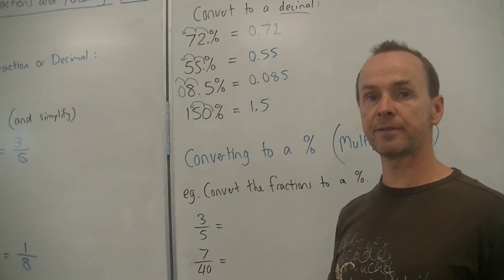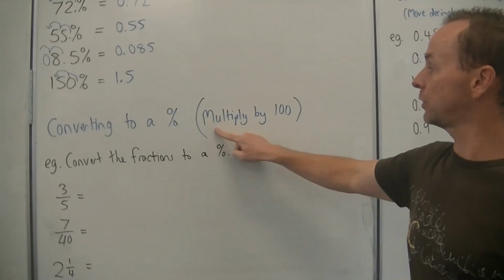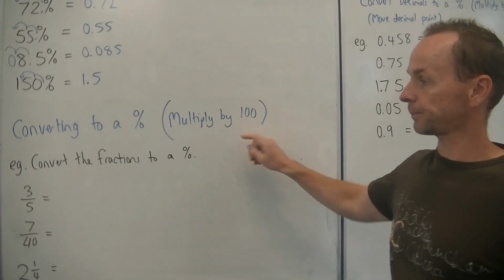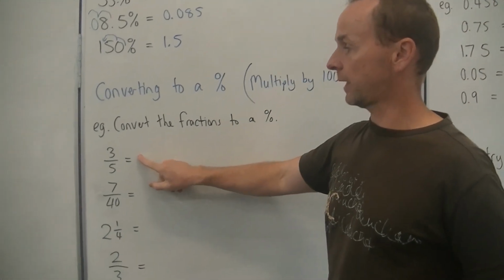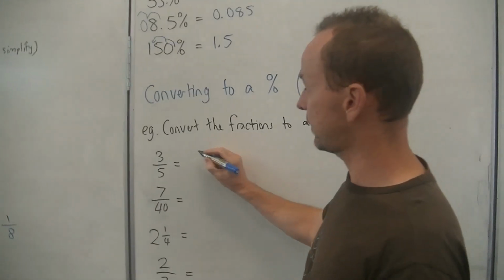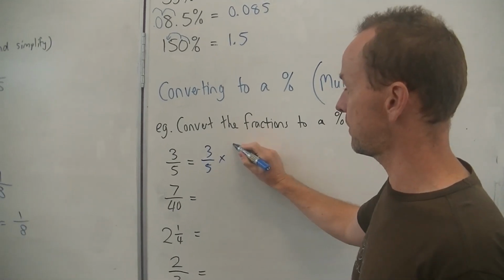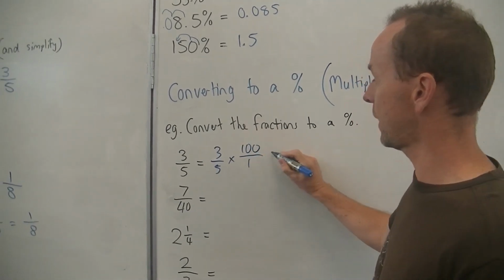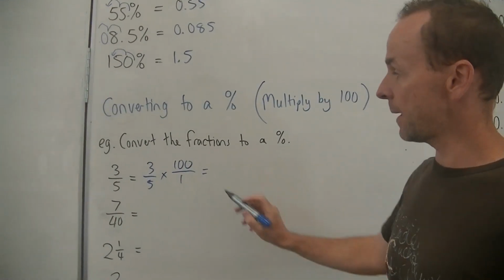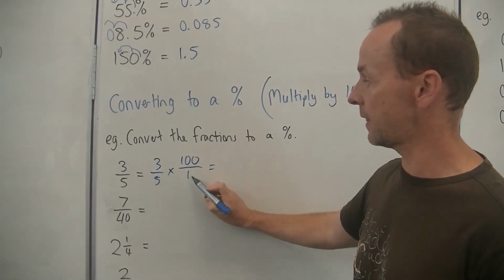Now we're going to do the opposite, converting to a percentage. So again, all you do is multiply by 100. So these ones are a bit trickier, the fractions. So to get rid of a fraction, 3/5, times it by 100, that means times it by 100 over 1. So remember, to multiply fractions, you multiply the top line together and the bottom line.